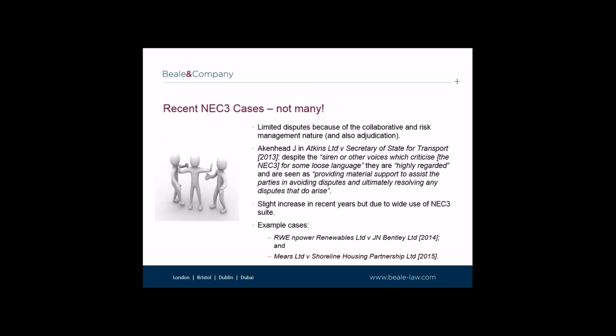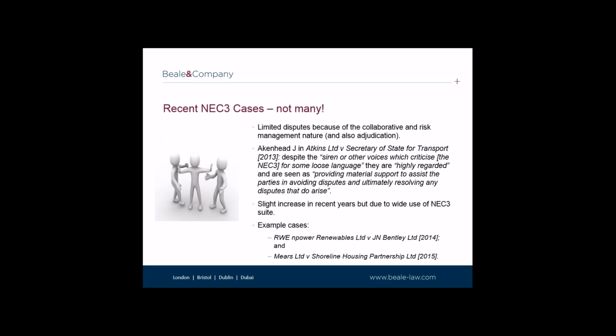Just before we jump into the cases, it should be noted that there is a bit of a dearth of case law dealing specifically with the NEC form, which is quite unusual given the widespread use of the NEC. For instance, the JCT is widely used, but the JCT has formed the basis of a number of recent decisions, whereas the NEC form of contract has not.